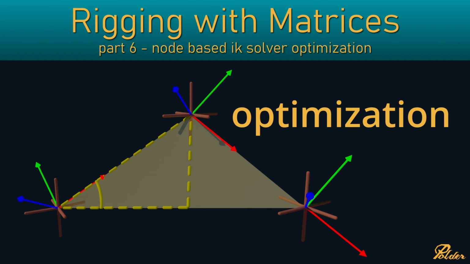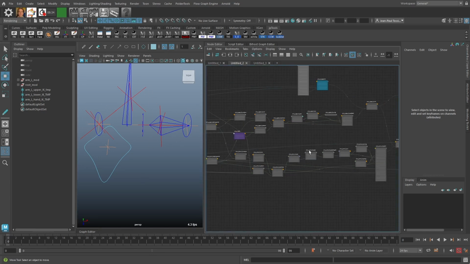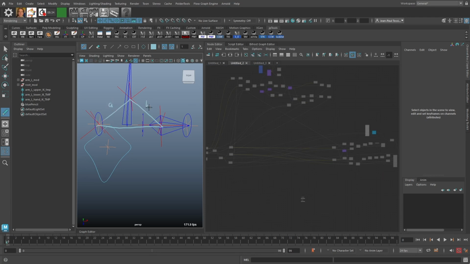When checking my own video about the custom IK solver using Maya nodes, I realized I left out one optimization we could still do to make it a little bit faster. So when we have the IK solver setup in the node editor, with the triangle and the sides A, B and C and the angle B, for the upper part, everything is fine as it is.